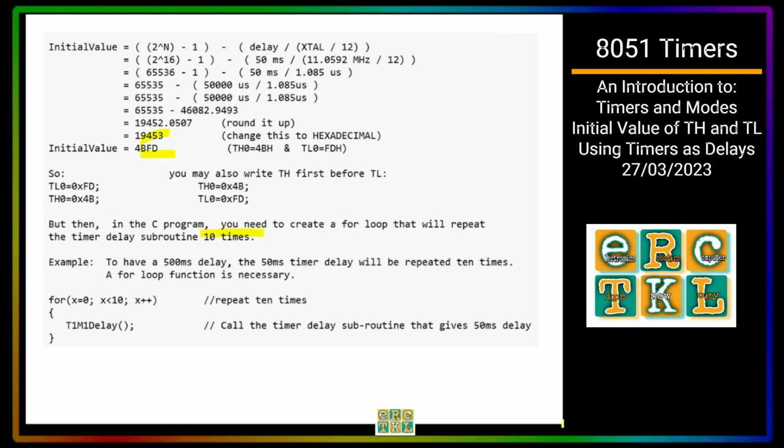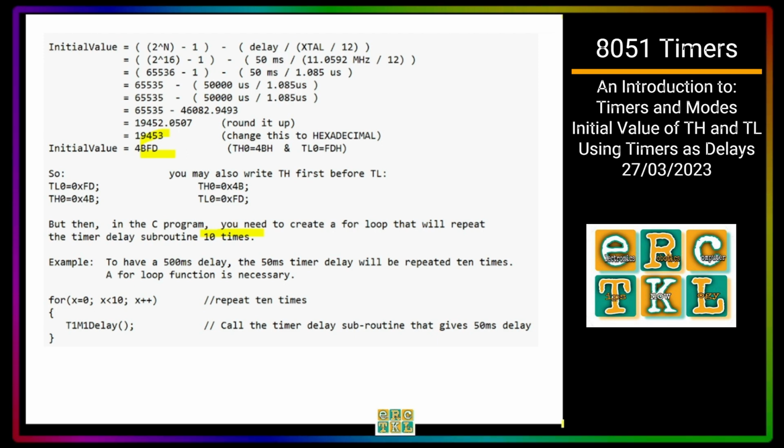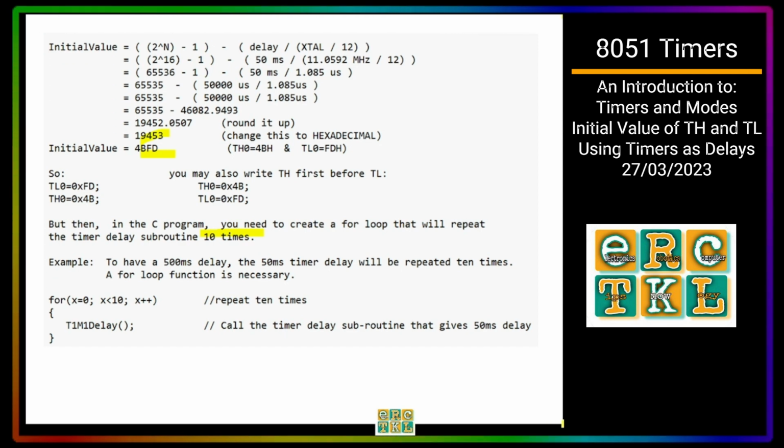You will make a loop, less than 20, and call the delay. Also, be careful. This is T1 because I asked timer 1. What if I ask you timer 0? T0. This is M1 because it's mode 1. What if I ask you mode 0? M0.